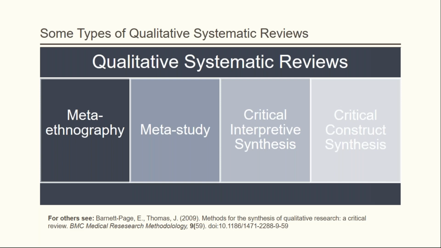The next one, critical interpretive synthesis, is an approach to systematic reviewing that was introduced by Dixon and Woods in about 2006. The main purpose of this method is to integrate findings from potentially diverse studies and disciplines into a single coherent framework. Unlike meta-ethnography and meta-study, critical interpretive synthesis includes both qualitative and quantitative studies in its analysis, and it critiques how those studies conceptualize and construct a phenomenon under consideration.